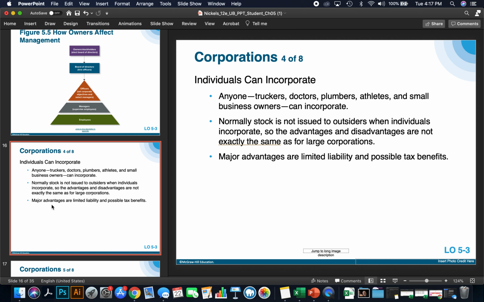Now, individuals can incorporate. Truckers, doctors, plumbers, athletes, small business owners can incorporate. Normally, stock is not issued to outsiders when individuals incorporate, so the advantages and disadvantages are not exactly the same as for large corporations. Major advantages are limited liability and possible tax benefits.